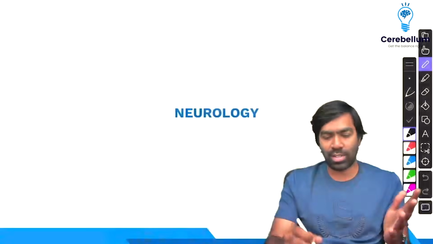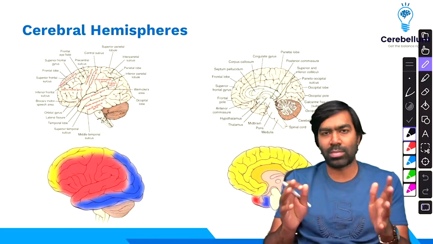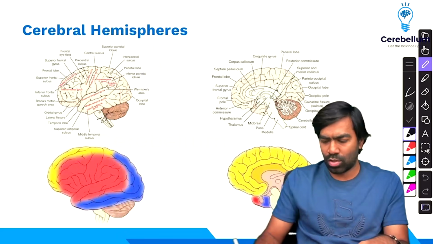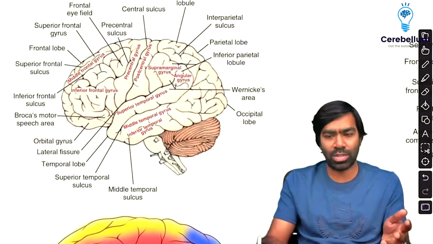So let us dive into the beauty of neurology. And first, I'll be talking about the basic concepts. Then we'll be moving on to the advanced stuff. The basic concepts are going to be some neuroanatomical concepts. To begin with, I'm going to talk something about cerebral hemispheres. You can get quite a few questions from this area.